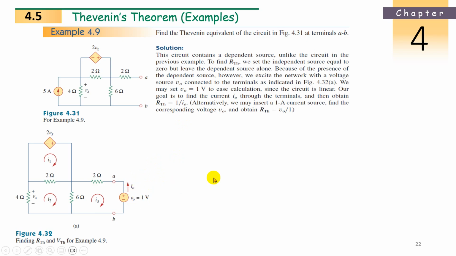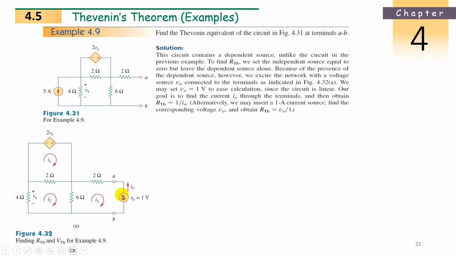So then R Thevenin will be V0 divided by I0. Now V0 we assumed 1 volt, so 1 divided by I0. We just have to find what is I0 to get the R Thevenin. Alternately, we may insert 1 ampere current here.